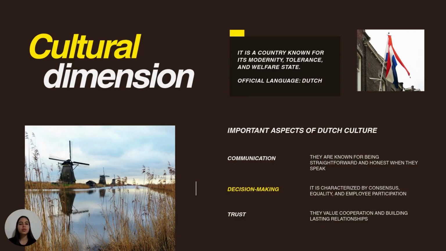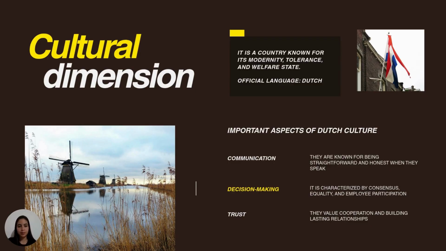The Netherlands is a country known for its modernity, tolerance, and welfare state. The official language is Dutch. And here are some things to keep in mind when doing business in the Netherlands. First, communication. People in the Netherlands are known for their frankness. Feedback is typically shared openly. This is considered efficient and transparent.